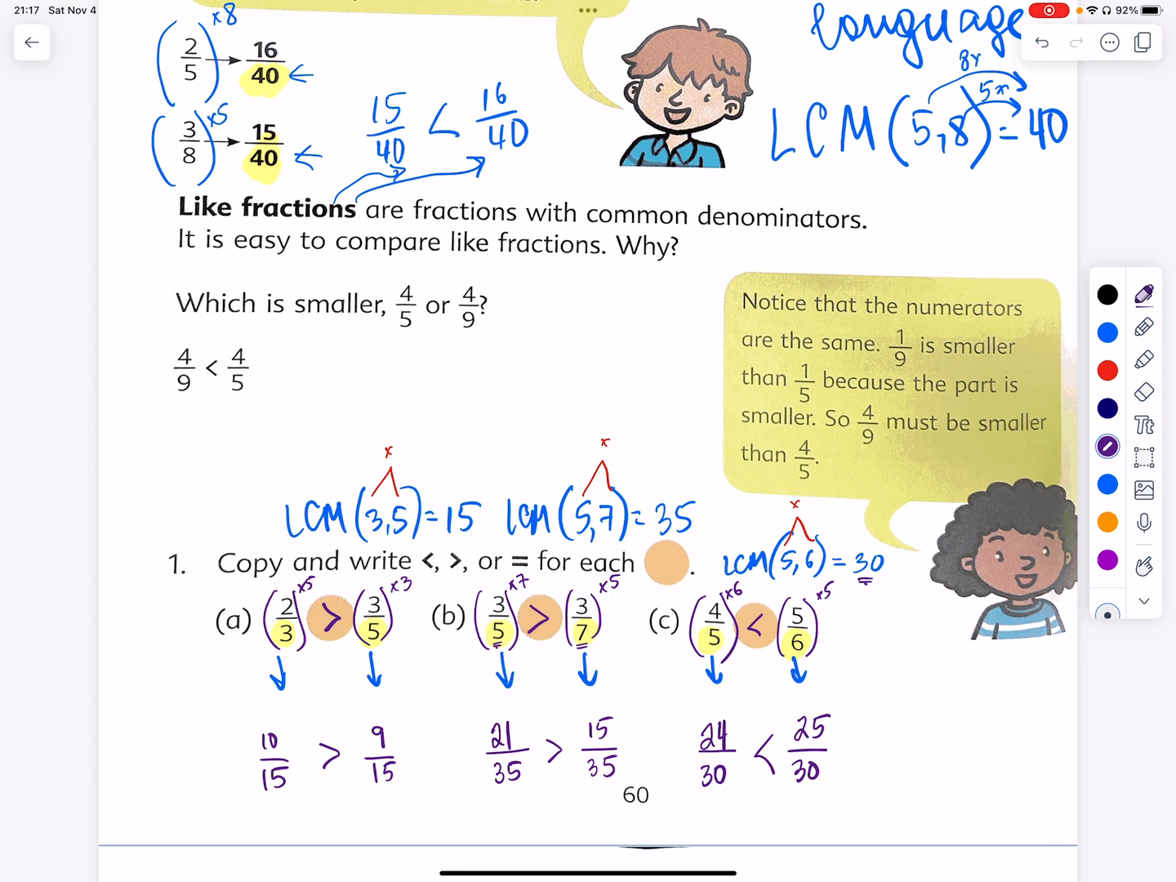This method of finding lookalike fractions is what we say in mathematics, bringing both fractions to the same denominator. Bring both fractions to the same denominator by finding equivalence.